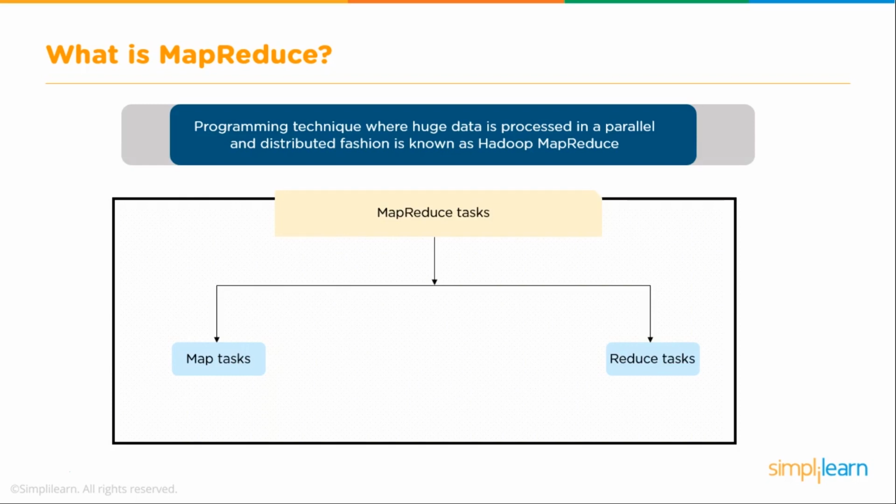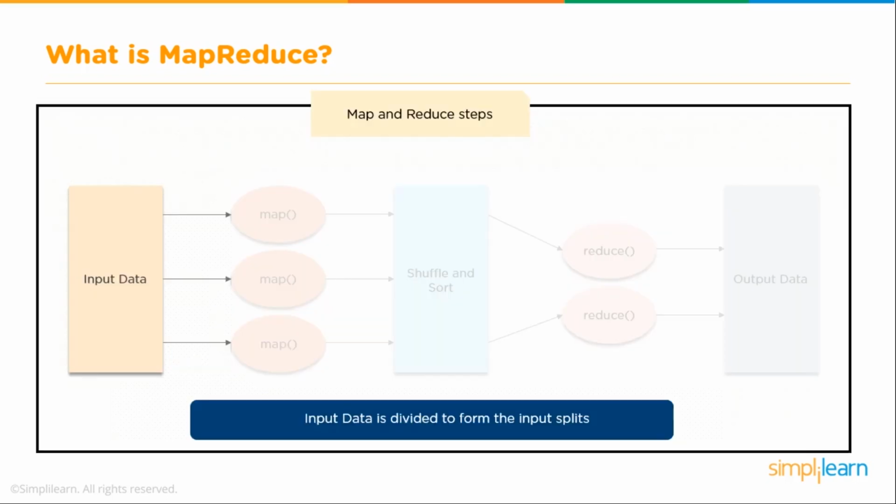One is your mapping and one is your reducing. The mapping phase is taken care of by a mapper function provided by the developer. The reducing phase is taken care of by a reducer function, which is again provided by the developer. And these mapper and reducer functions internally run map and reduce tasks. If you want to understand this better, let's look at this.